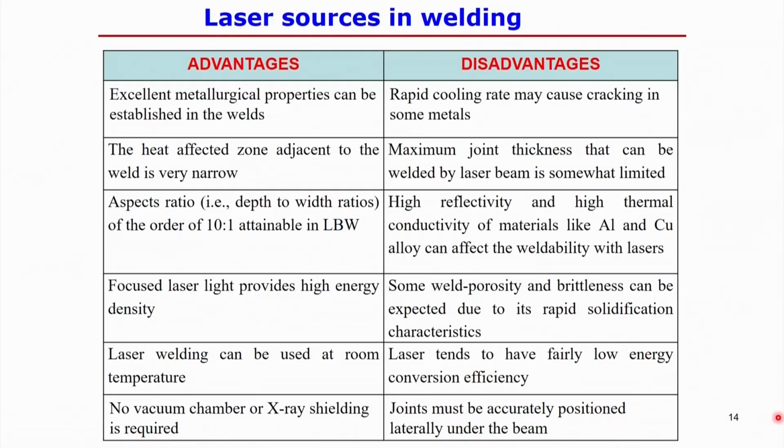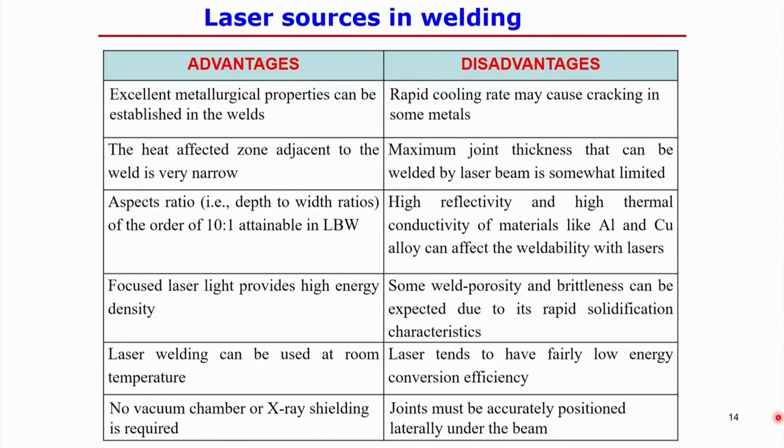This is very good in the sense that it is relative to other processes, typically electric arc welding processes. The heat affected zone is very narrow. In laser welding, the heat affected zone is very small as compared to other arc welding processes. Aspect ratio, that means depth to width ratio, the weld depth of penetration to the width of the weld zone, is relatively higher in laser welding as compared to other welding processes.